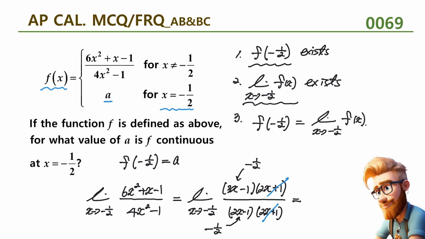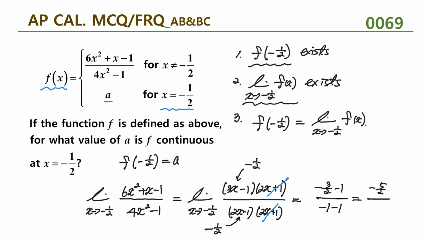Here, -1/2. So 3 times -1/2, that's -3/2 minus 1 over denominator, we have -1 minus 1, right? -1 minus 1. So that is equal to -5/2 over -2, negative over negative positive. So this is going to be 5/4, right? So this function is continuous when this function value is equal to this limit value, right? This limit value is 5/4. So when a is equal to 5/4, then the function f is continuous at x equal to -1/2.